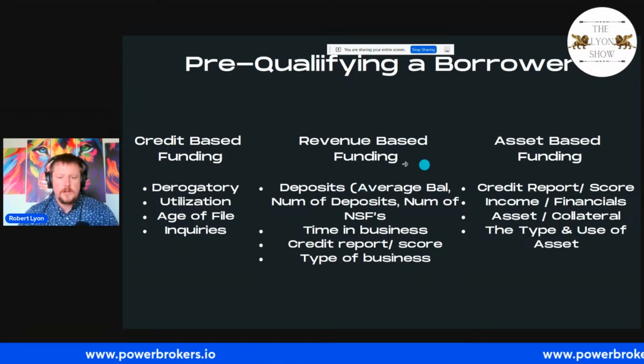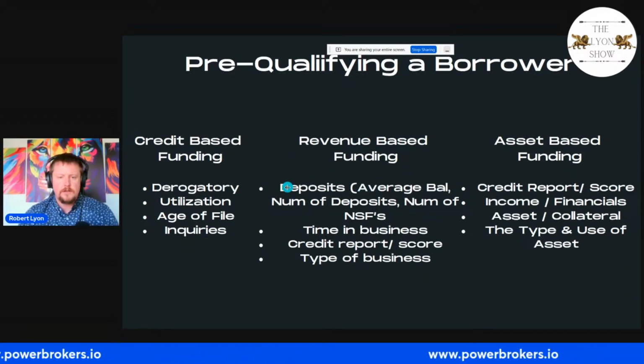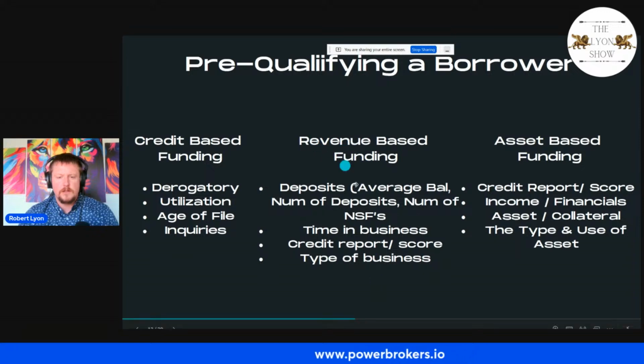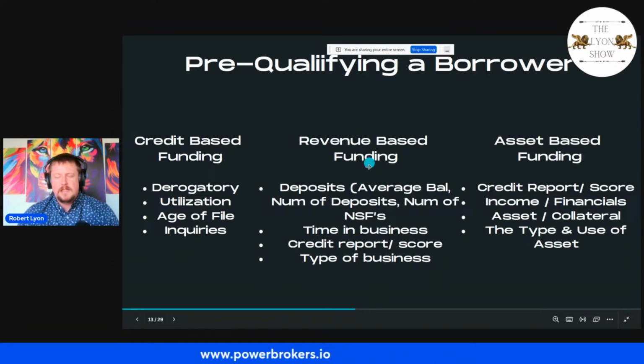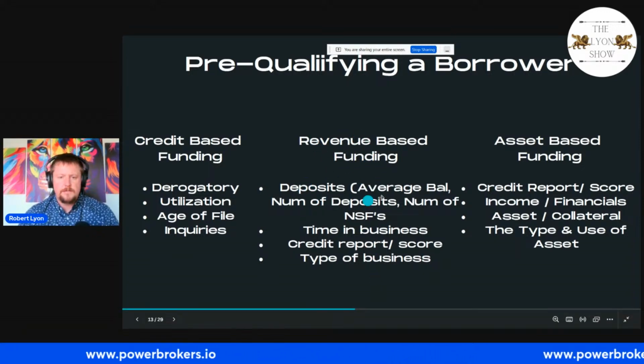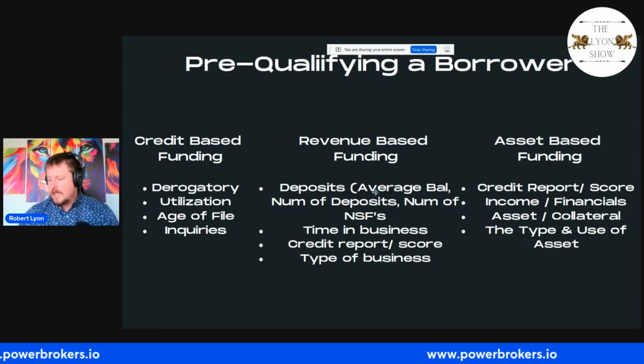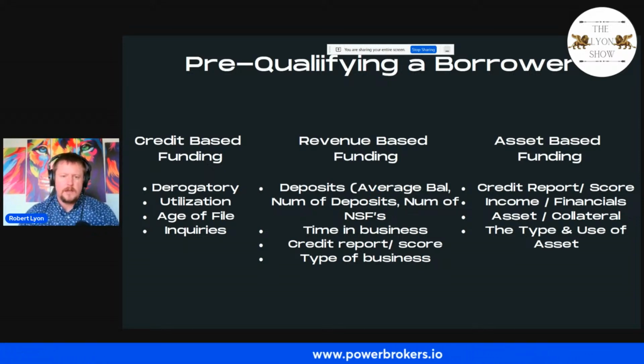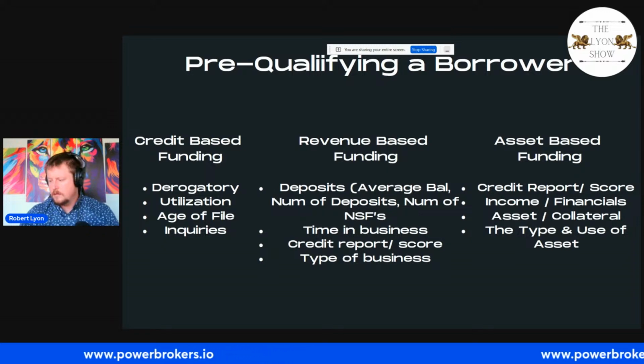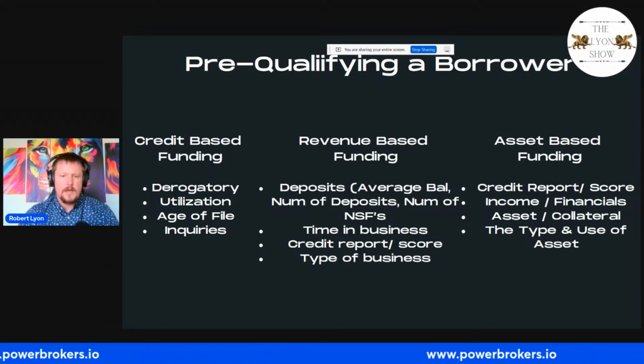Revenue-based funding. If you're trying to get somebody a loan just based on the revenue, this is what the bank is going to look at. They're going to want at least 3 or 4 months, sometimes more, 6 months of bank statements. And what they're going to be looking at is the average balance and the number of deposits.